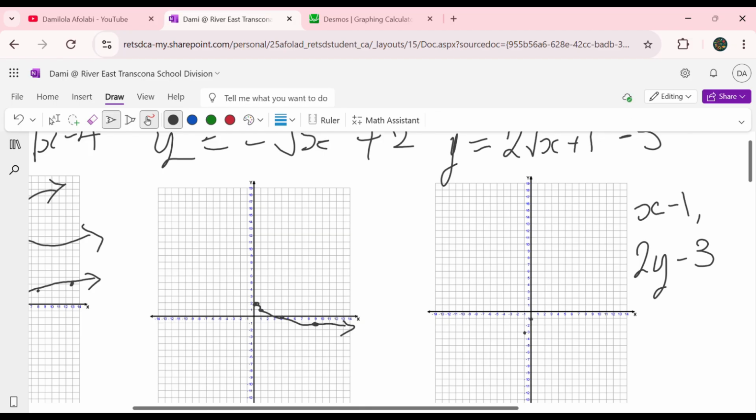0, negative 1. 4, 2 would be 3. 1. And it will go like that forever.